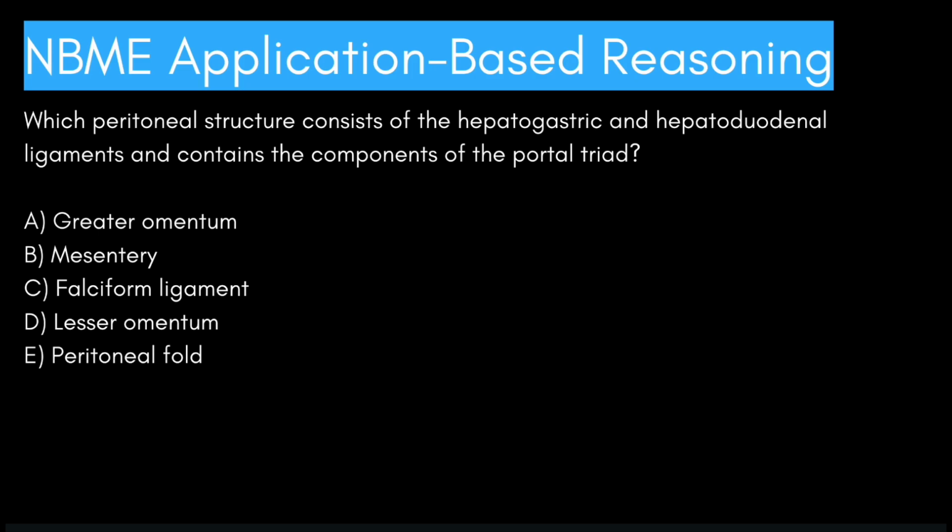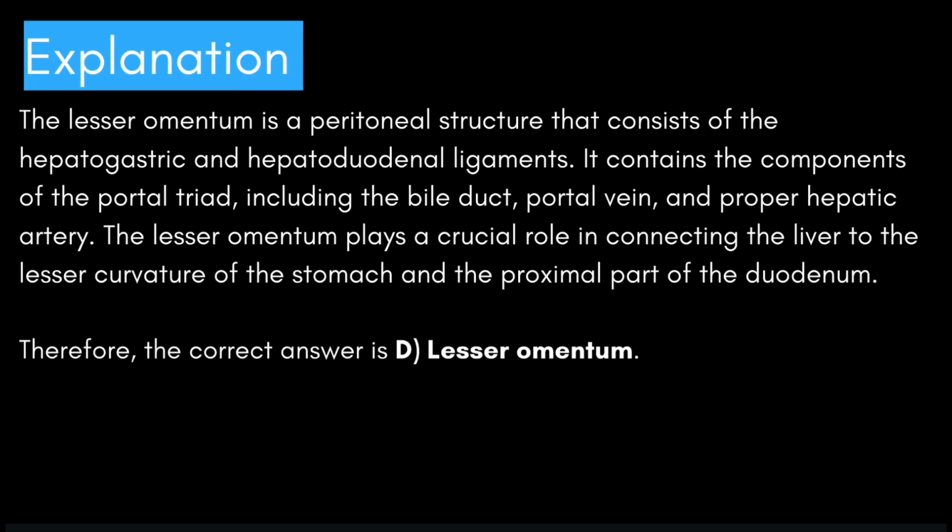Alright, I think I gave you guys enough time here. If you need more time, please feel free to pause the video. Otherwise, moving on now. The lesser omentum is a peritoneal structure that consists of the hepatogastric and hepatoduodenal ligaments.